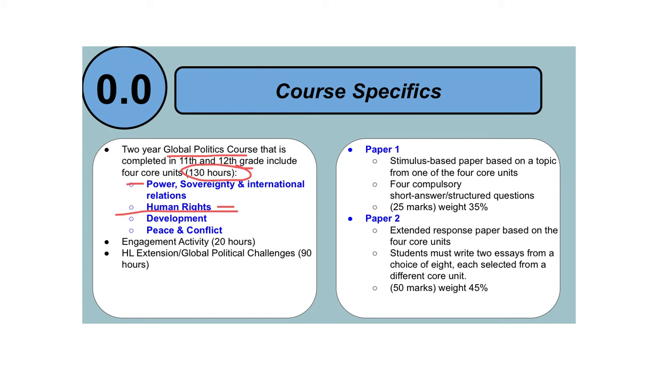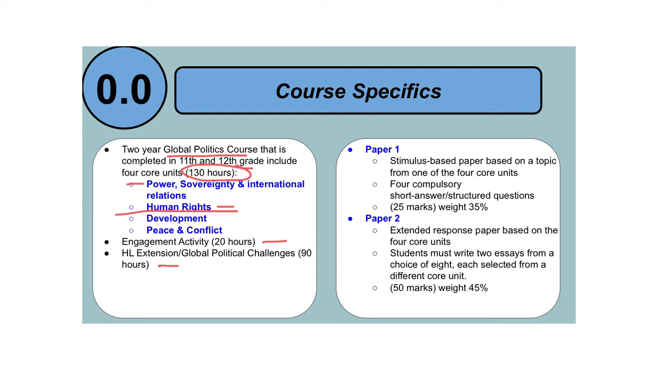The other components of the course are the engagement activity, which is an additional 20 hours that all of you are required to complete, and lastly, the HL extension, Global Political Challenges, which is 90 hours. Again, these are the numbers for the regular IB Global Politics course. Due to global events such as the COVID-19 pandemic, these particular numbers and course specifics could be reduced, but these are the course specifics for the normal IB Global Politics course.